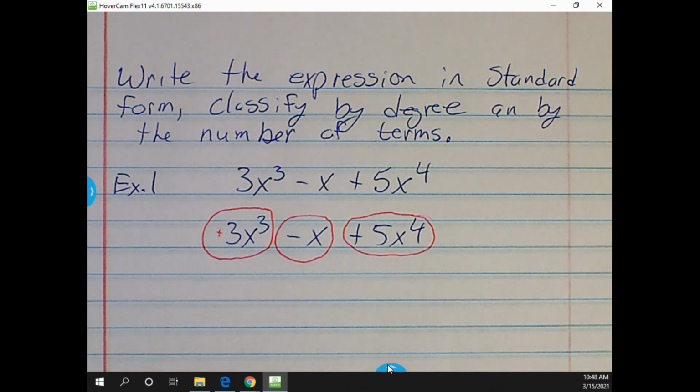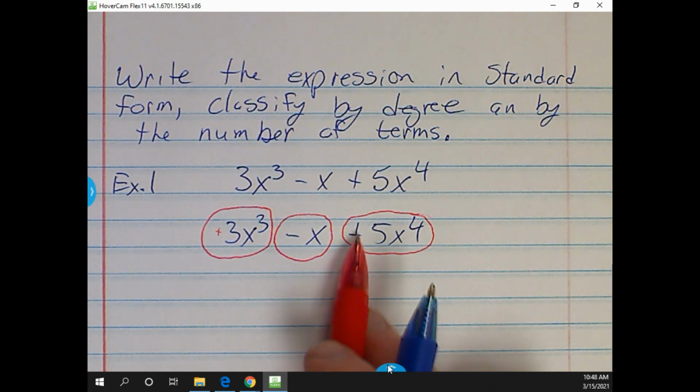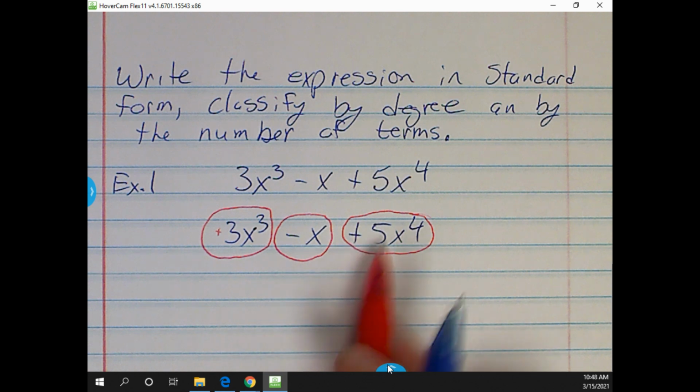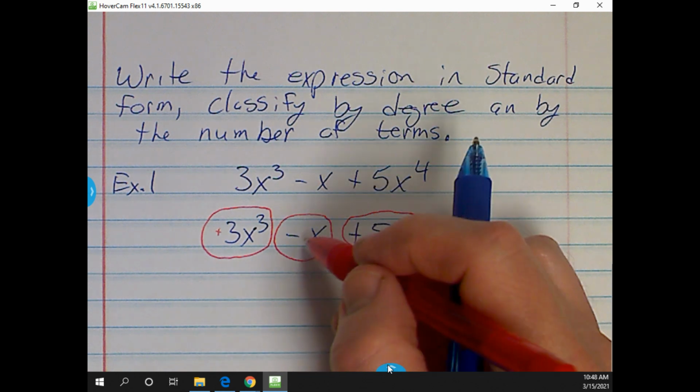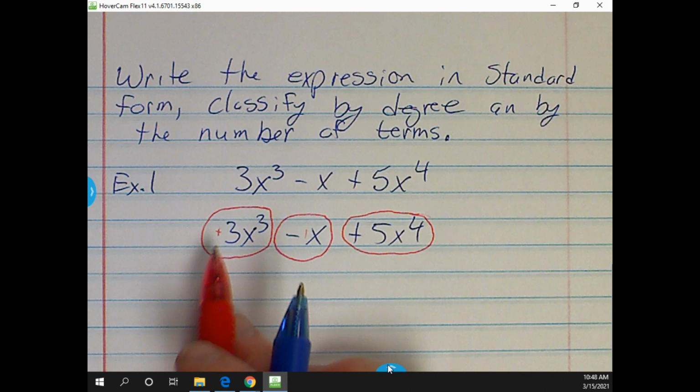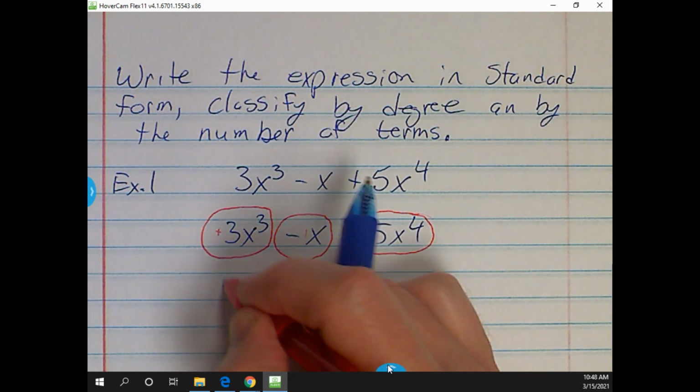And for me, that's the easiest way to find the number of terms because you've got the pluses and minuses to separate everything. But the sign will always go with the number that's to the right of it. So that plus goes with 5, the minus goes with what would basically be an understood 1, and the positive would go with 3. That way it's easy to see in this case that you have 3 terms.